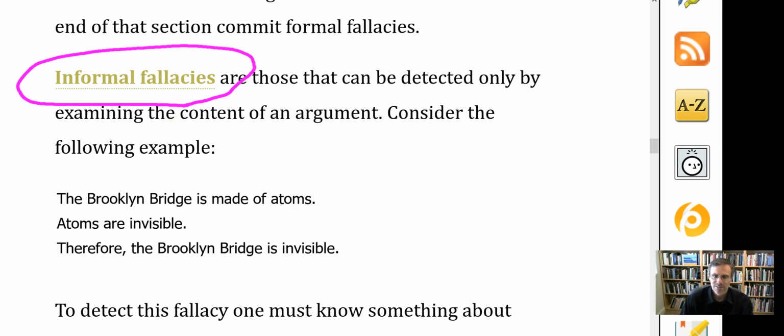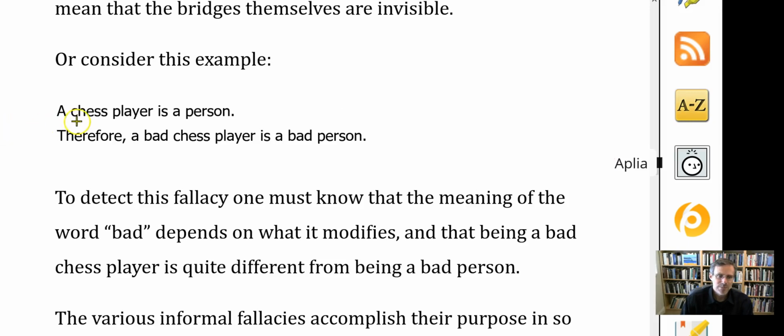Informal fallacies are different in that you cannot identify the fallacy just by looking at the argument form itself. And so these are going to be inductive arguments where you have to understand the content of the argument, the meaning, the context of the argument in order to see the fallacy. Here's a good example given by Hurley. A chess player is a person, therefore a bad chess player is a bad person. Now on the surface of it, this looks like a pretty good deductive argument. There's actually nothing wrong with the form here. So what is wrong with this argument then?